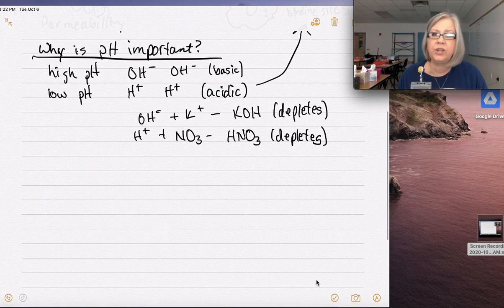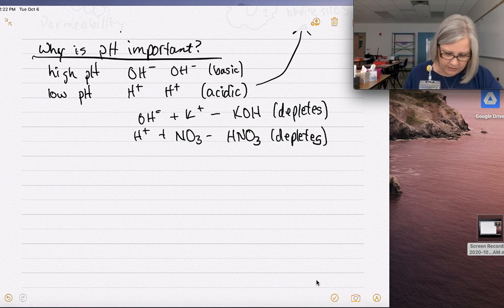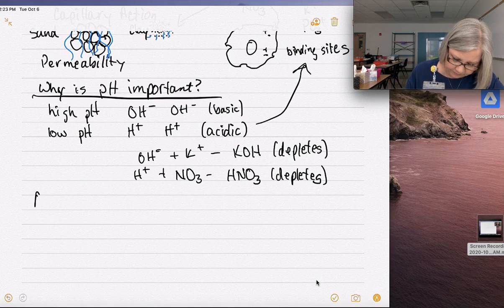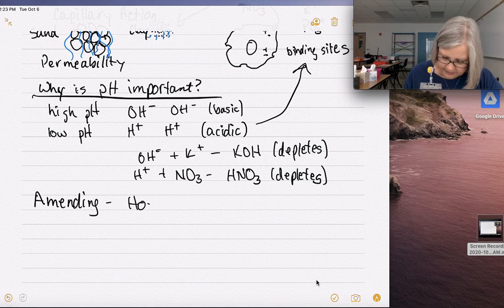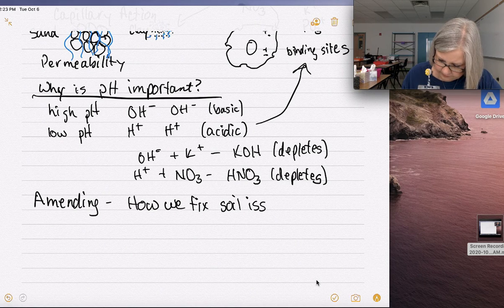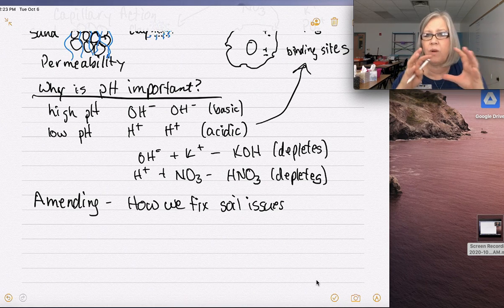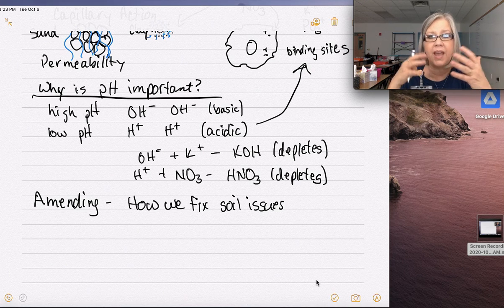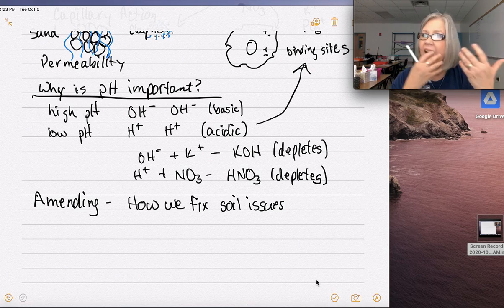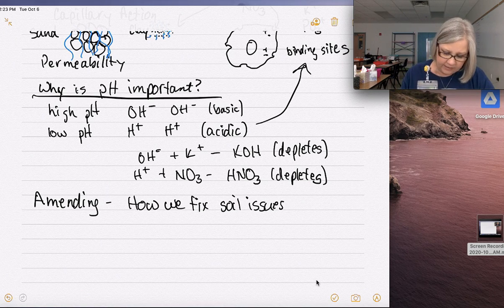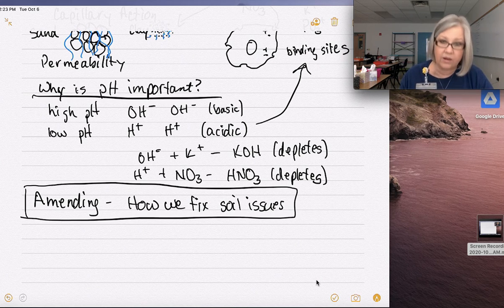Okay, now the question is, what if our soil has got issues? It's got problems. What are we going to do? Well, we're going to do something called amending. We're going to amend the soil. This is how we fix soil issues. And it could be all kinds of different issues, right? We could look at whether our soil makeup, the particles, are right. We can also look at whether or not our pH levels are good, whether our ions are present that we need. All of those are ways in which we can determine if we need to amend our soil.